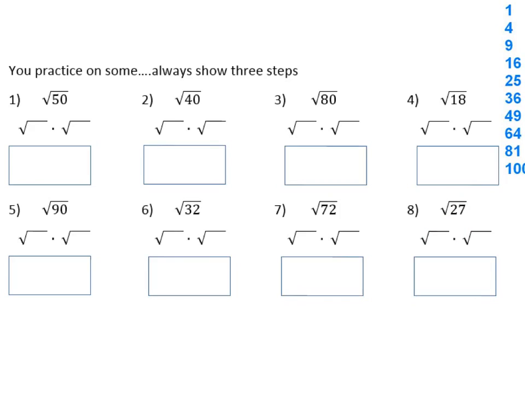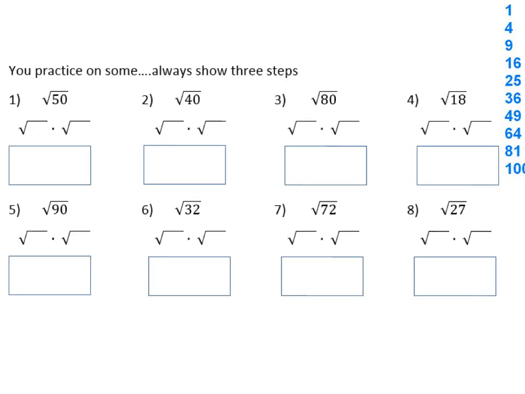All right, so let's try several of these. I've got a list of problems here, 8 practice problems for you to do. We'll do the first one together and then you finish them up on your own. But we're looking at trying to find a perfect square that will go into each one of these so we can break it down. So on number 1, I've got the square root of 50.